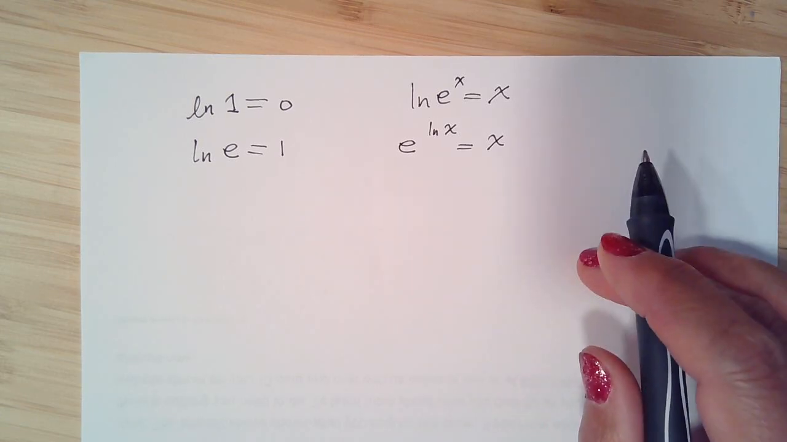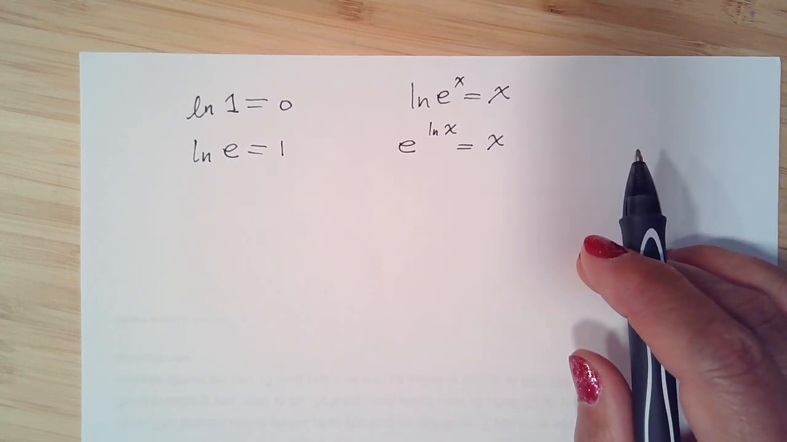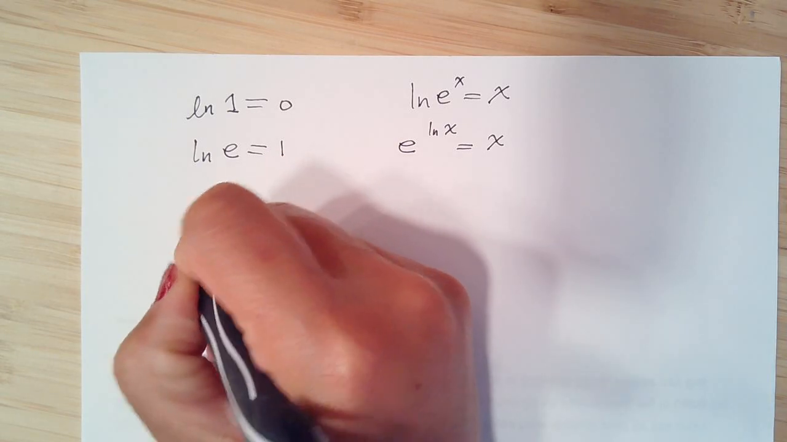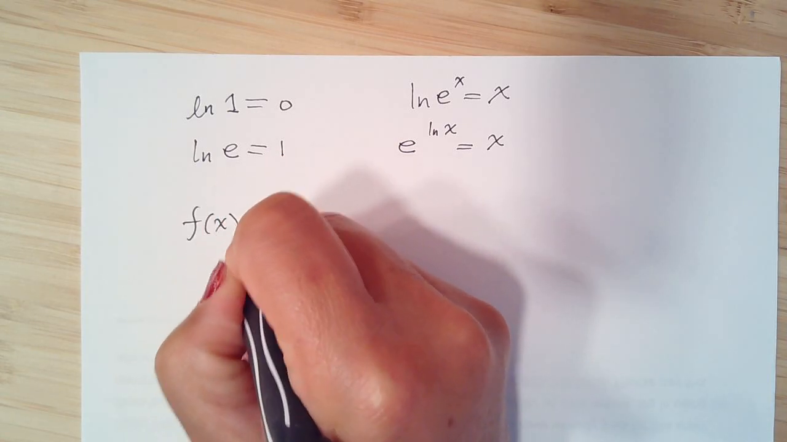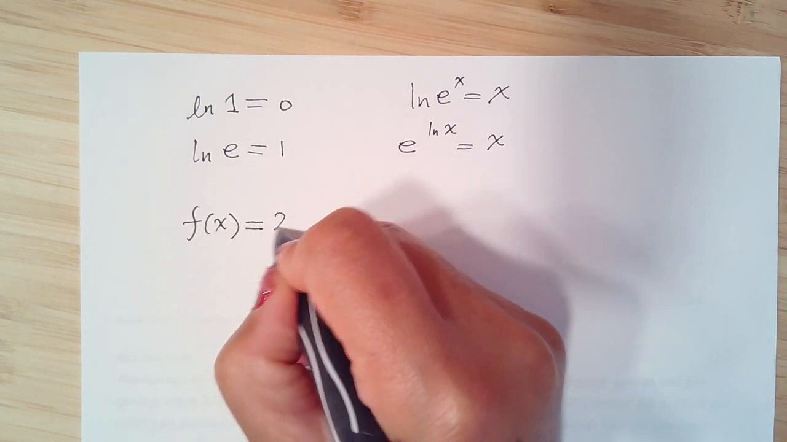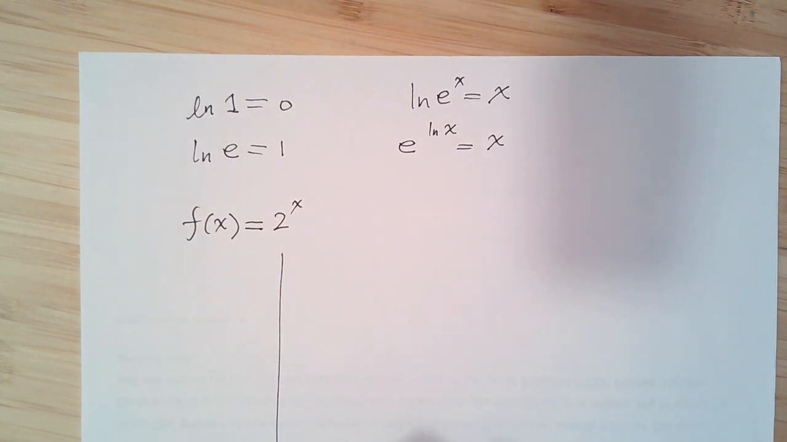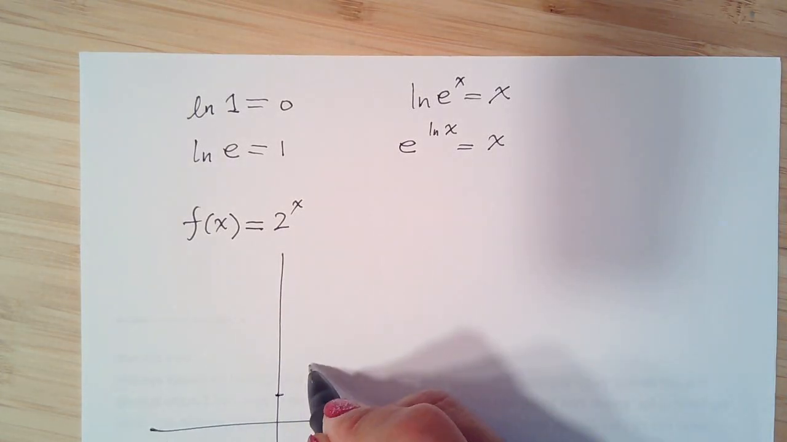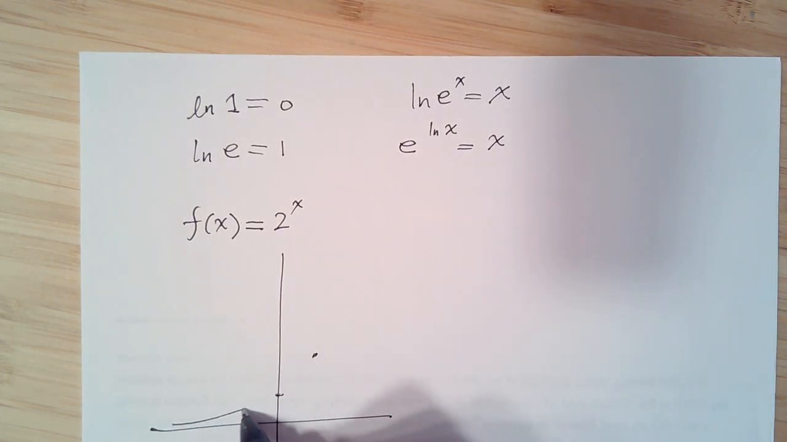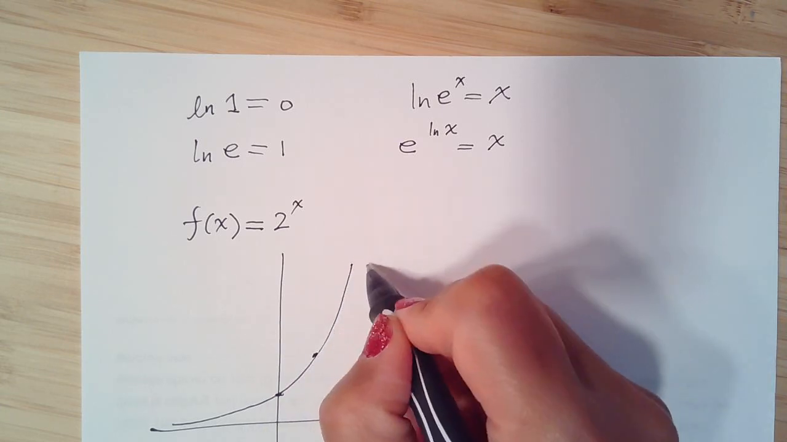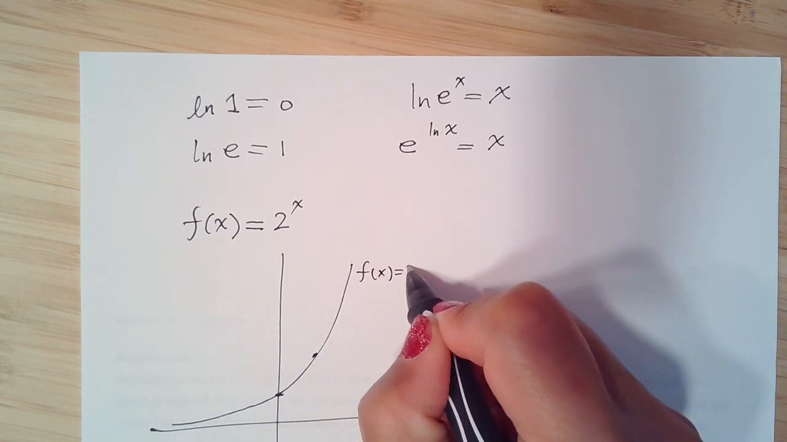So f of x equals 2 to the x. We know how to do that. We already did it. So it's 1, and here's 2. Remember that? This is f of x equals 2 to the x.